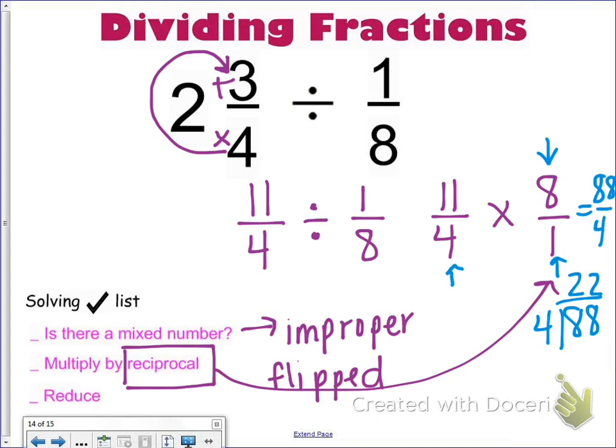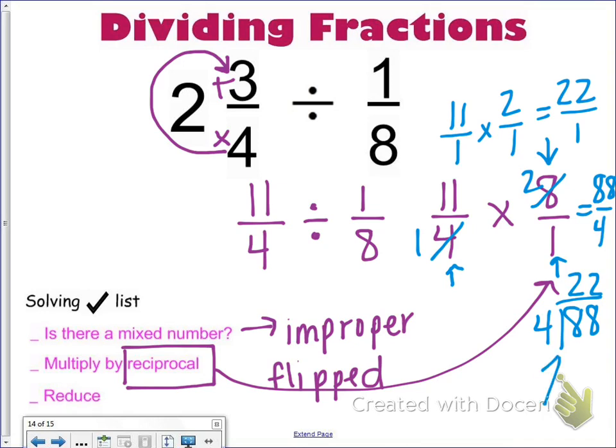The common simplification with that, the common factor, is the number 4. So if I cross this 4 out, 4 goes into 4 once, 4 goes into 8 twice. Now I have simplified it up front instead of simplifying it at the end. So now my new one looks like 11/1 times 2/1, which is 22/1, which again simplifies down to this number that we did right here of 22.